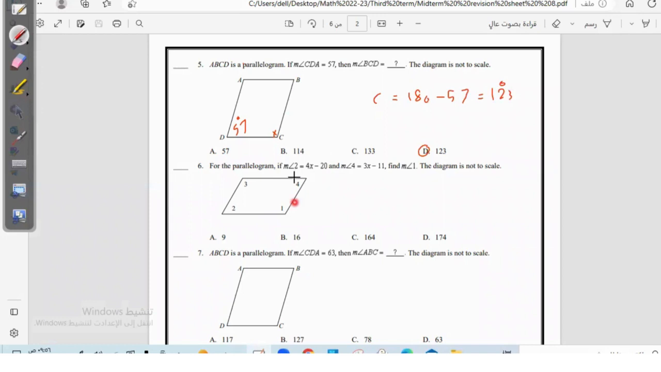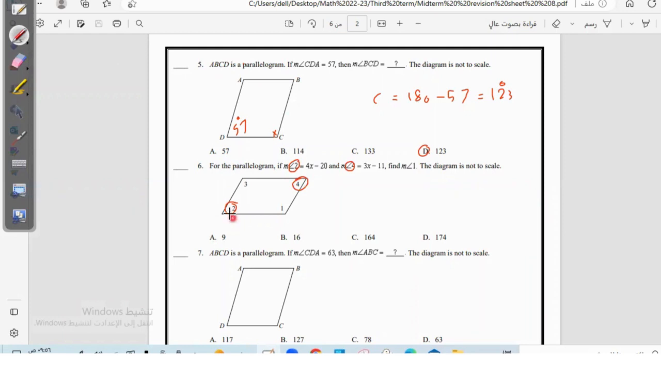What is the relation between angle 2 and angle 3? Angle 2 and angle 3, they are consecutive. Wait, he said 4. So in this case, angle 2 and 4, what are they? They are opposite.